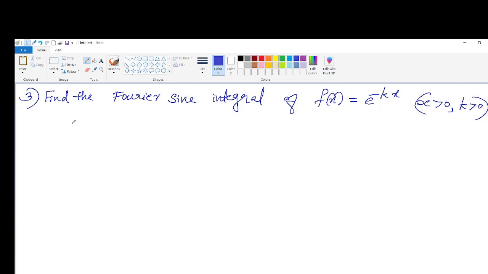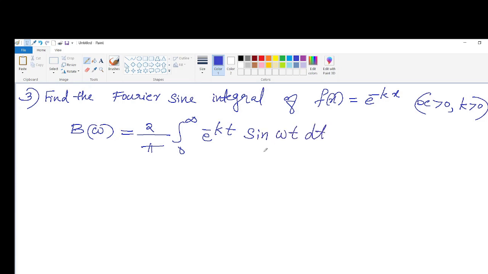In the case of the Fourier sine integral, we want to calculate the value of B(ω). What is the formula to calculate B(ω)? 2/π ∫ from 0 to ∞ of f(t). What is the value of f(t) here? The value is e^(−kt), then sin ωt dt.